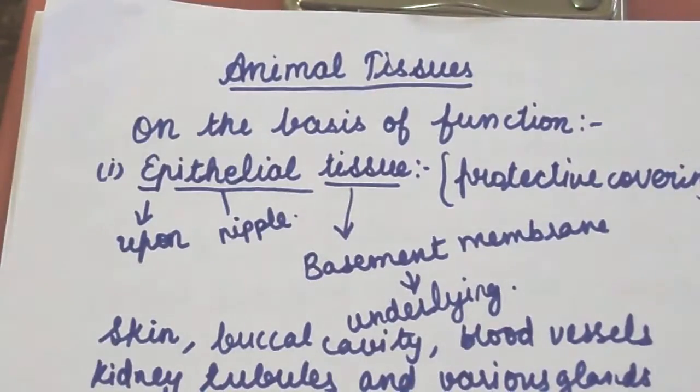Students, today we will start with our chapter number 7, that is animal tissues. Like plants, the body of animals is also made up of different types of tissues which perform specific functions. These functions are highly coordinated by various tissues and organs found in the body of an organism.